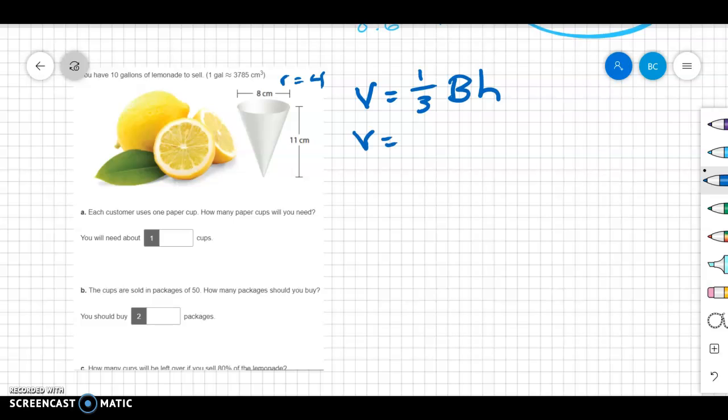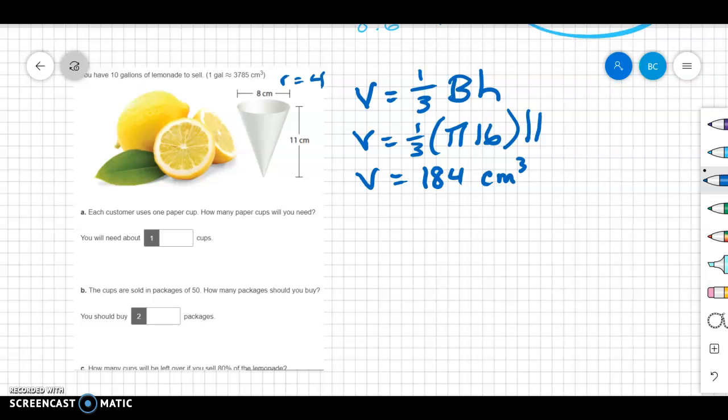So my volume is going to be 1/3 times pi times r squared, which is 16, times 11, which is the height. So I'm going to simplify all of that. Get volume equals 184 centimeters cubed. So I just use my calculator to multiply all of that together.